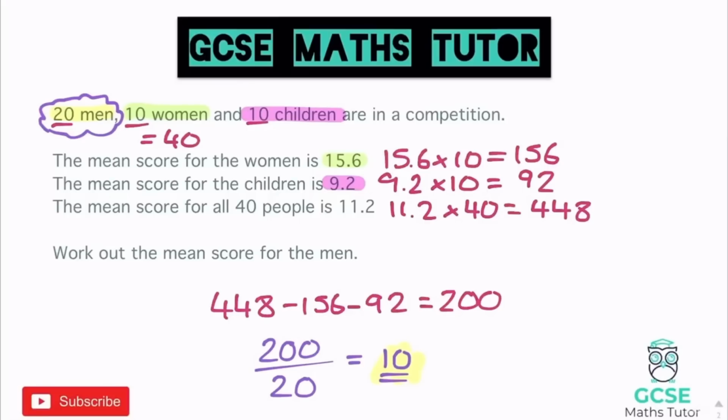So there we go, that's how you do a reverse mean. You just multiply the mean by the actual amount of people that it relates to, or the amount of things it relates to, depending on the context of the question. And then obviously just use a bit of logic to find any totals that you're looking for, before then working out the mean in your final step.